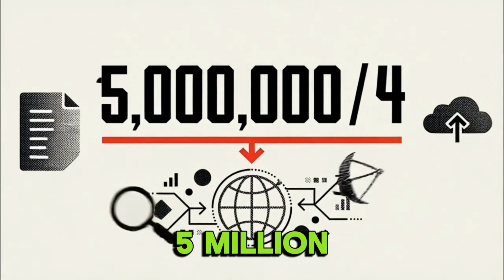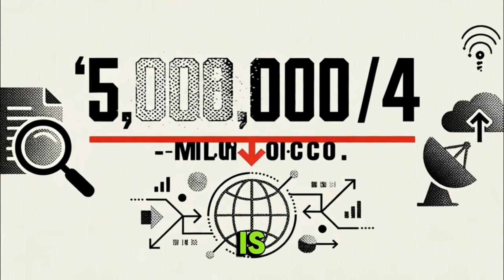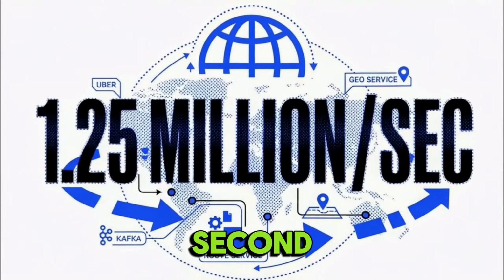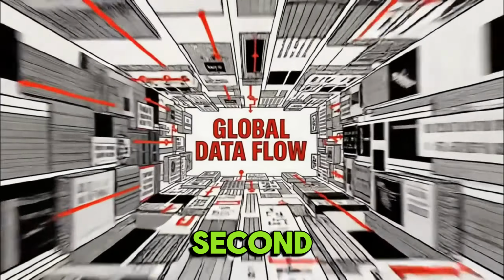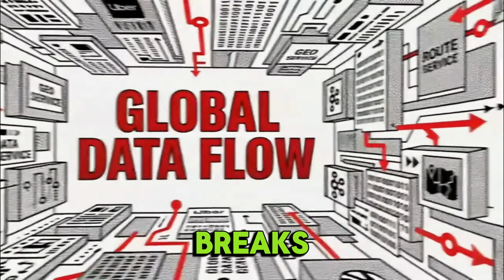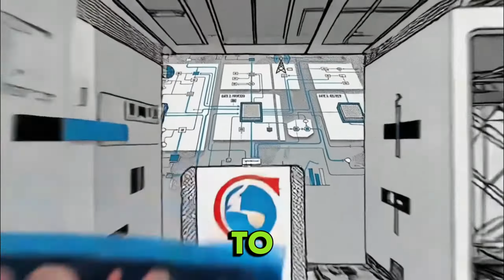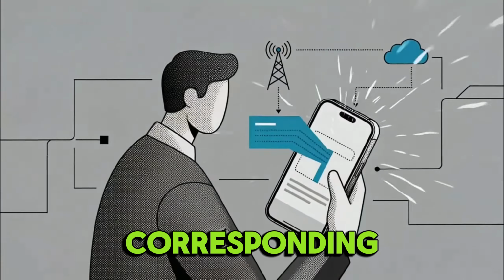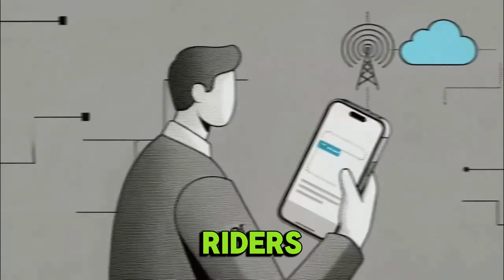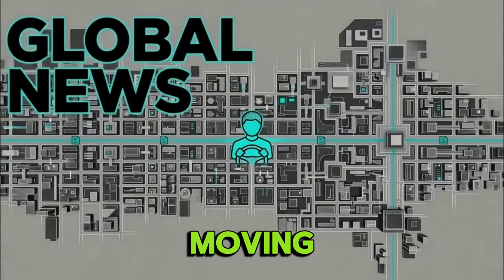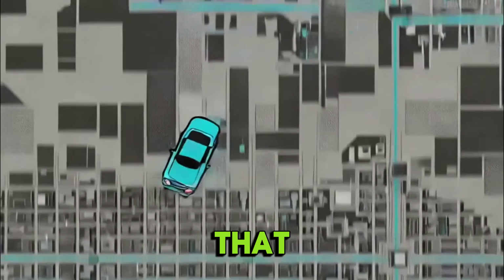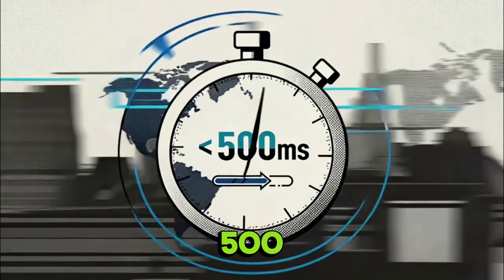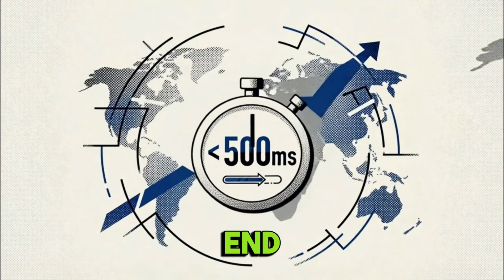That is 5 million divided by 4. That is 1.25 million location events arriving per second, every second, continuously, with no breaks. Each location event needs to be received, processed, stored, and broadcast to the corresponding rider's app in real time. Riders expect to see the driver's icon moving smoothly on their map. That smoothness requires location updates to arrive and render in under 500 milliseconds, end to end.